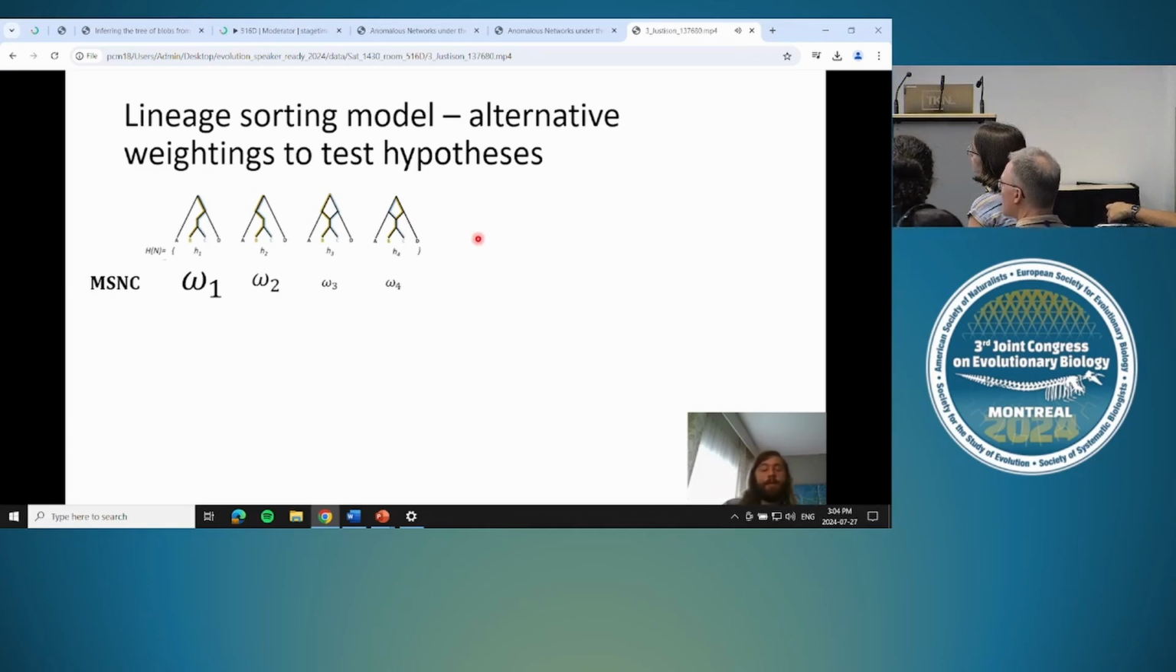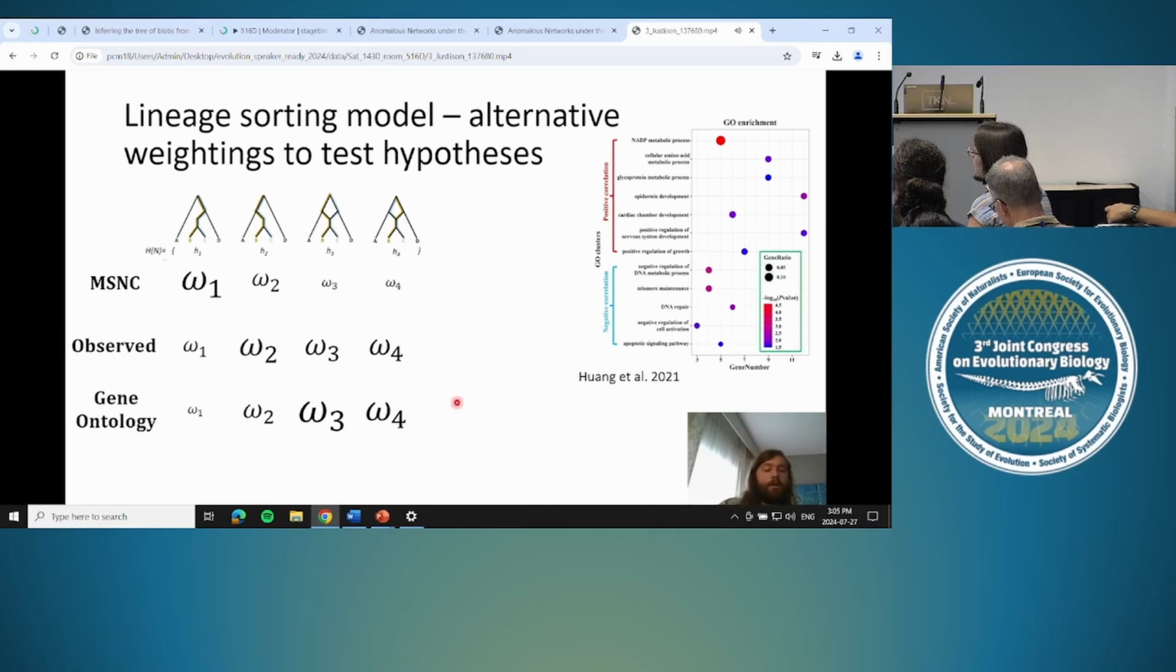So for example, we might have the weightings predicted from this multi-species network coalescent. We might also have just what we would observe directly from the gene trees themselves, or we can also incorporate other information such as gene ontology. So for example, if we're interested in a trait like tooth size or canine size, we might hypothesize that genes related to carnivory might play an important role in shaping tooth size. So we might want to weight things accordingly based on all of the genes that we find important to carnivory. And we can develop different weighting schemes based on that to test various hypotheses.